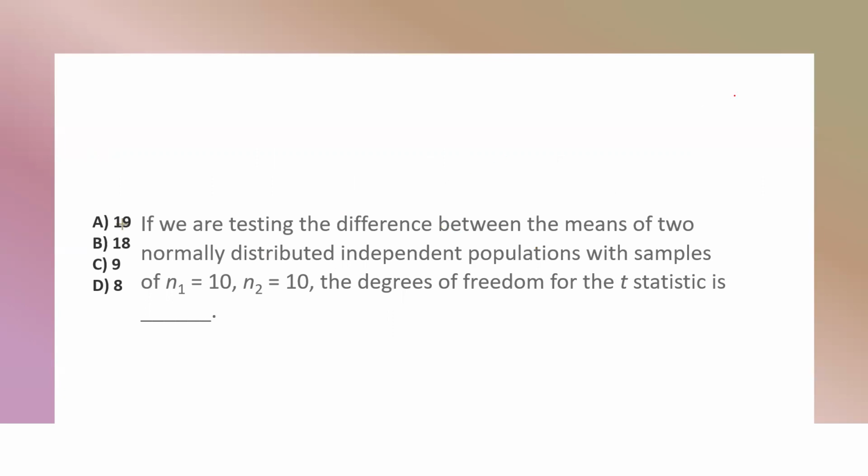If we are testing the difference between the means of two normally distributed independent populations with sample size 1 of 10 and sample size number 2 also 10, what is the degree of freedom? So 10 minus 1 is 9, and 10 minus 1 is 9 as well. So the degree of freedom for these two is 18.